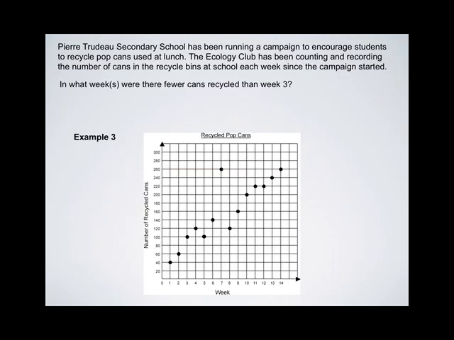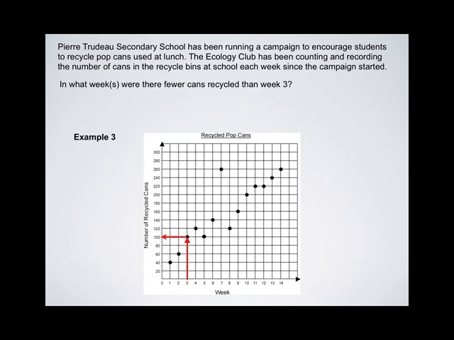In what week or weeks were there fewer cans recycled than in week 3? To answer this question, we need to find week 3. So we go up until we find the point. And then we extend across to find that there were 100 cans recycled in week 3.